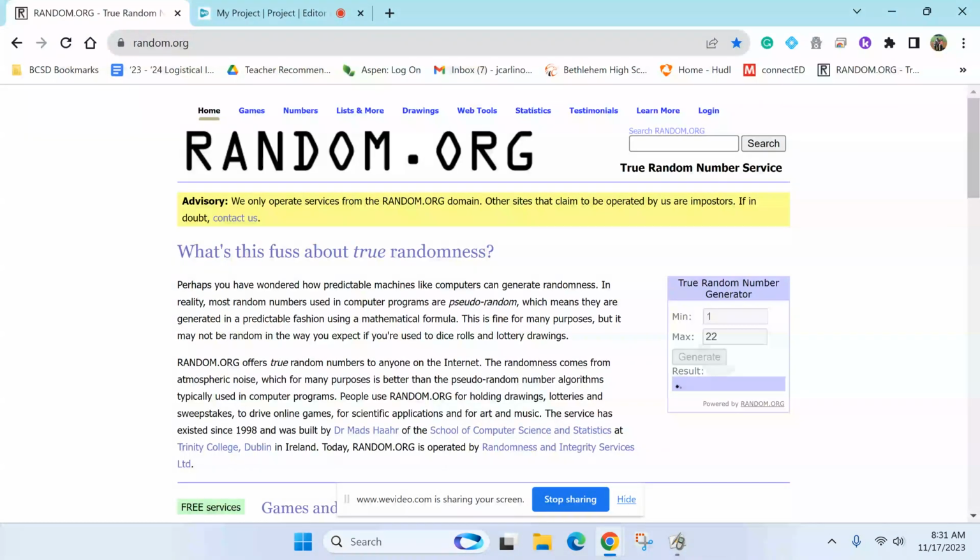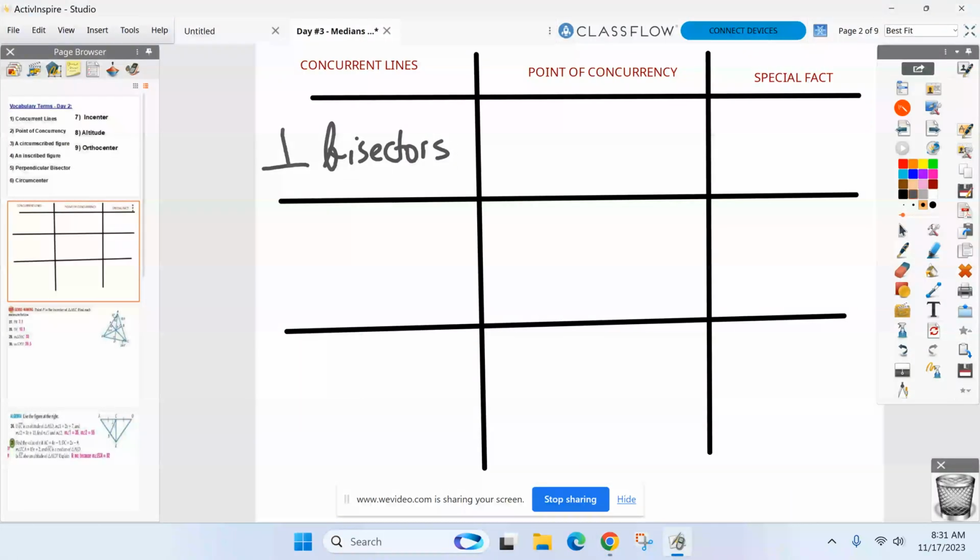Here we go, hearing from different people. Jared, where do they all intersect? Good job. Circumcenter. It's word association. That's how I tackle this. You say circumcenter, I say perpendicular bisector. You tell me perpendicular bisector, I'll tell you circumcenter.